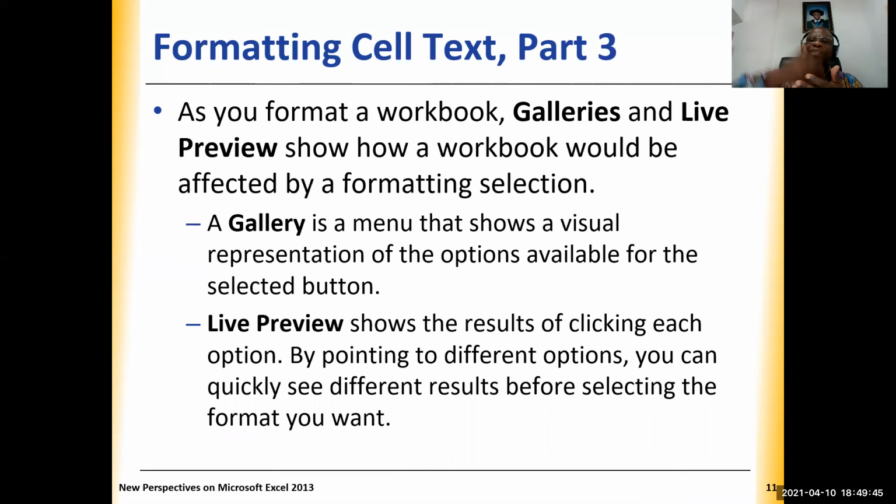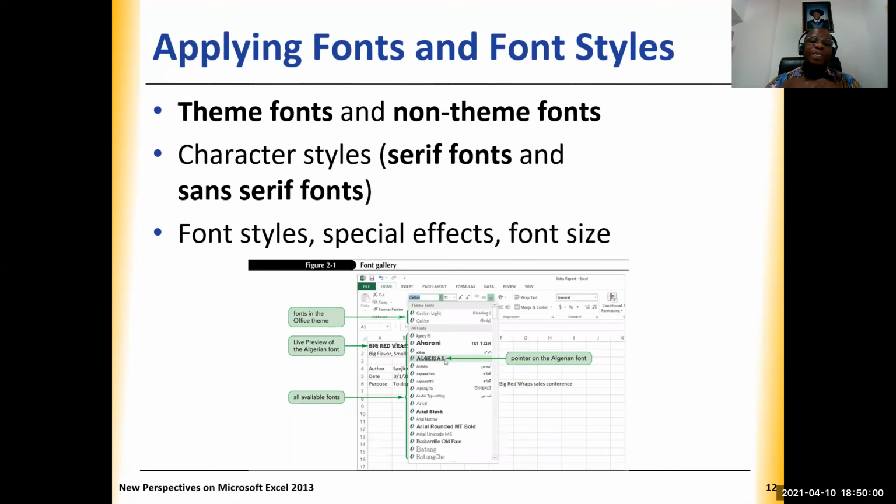So once the gallery is giving you the options that you can select, the live preview is the one that will show you, when you select, how the text or the object or whatever is going to look. So by pointing to different options, you can quickly see different results before selecting the format that you want.